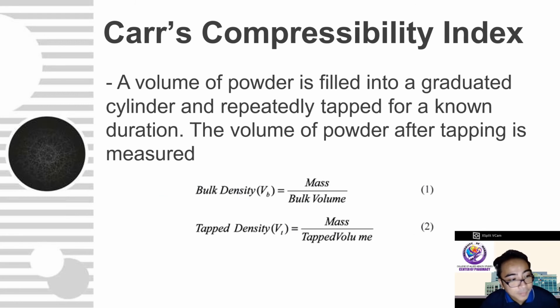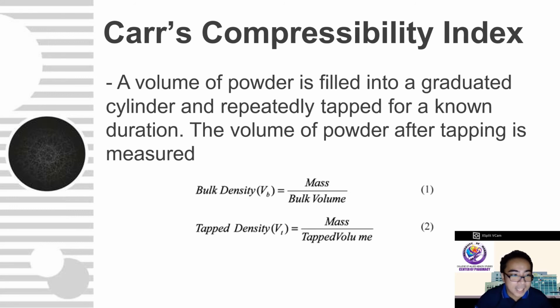Next one, about compressibility index. So a volume of powder is filled into a graduated cylinder and repeatedly tapped for a known duration. Ibig sabihin class, to get the compressibility of a powder, you need to determine its bulk density and its true density, or what we call the tap density.